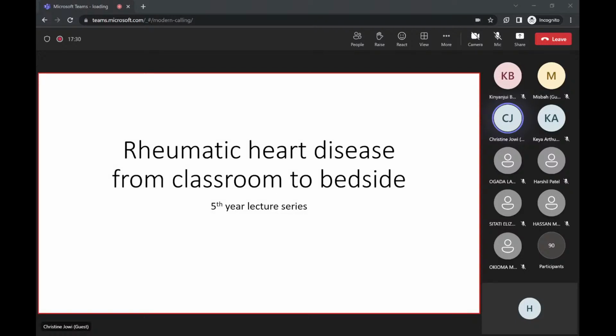Rheumatic heart disease, and it is from the classroom to the bedside. So what we have learned in class, how can we then translate it to the bedside? I'm in a strange place, so you can always stop me if you can't hear me.